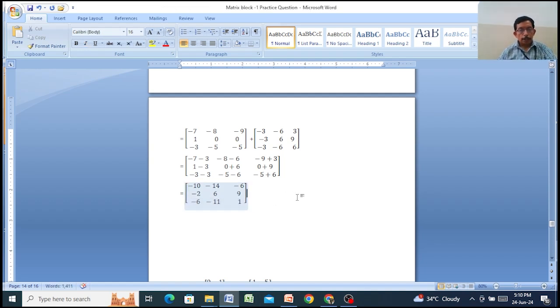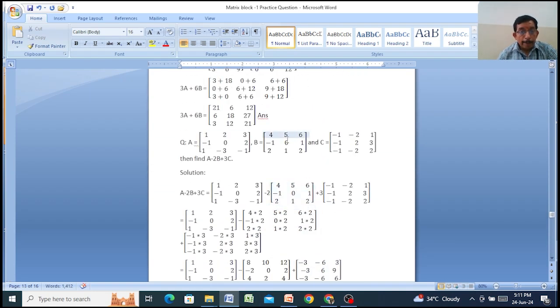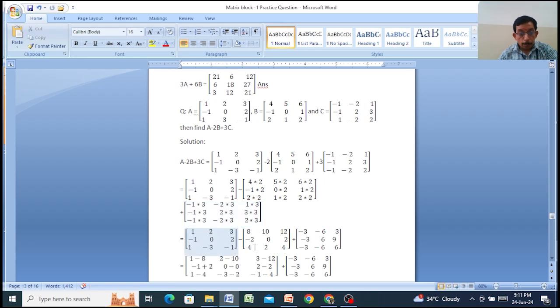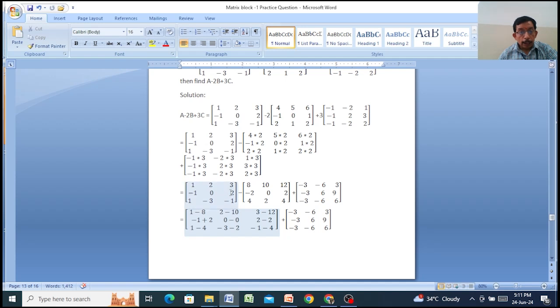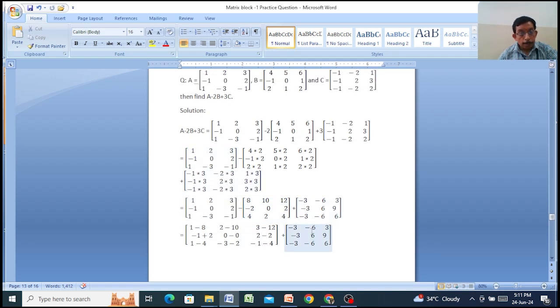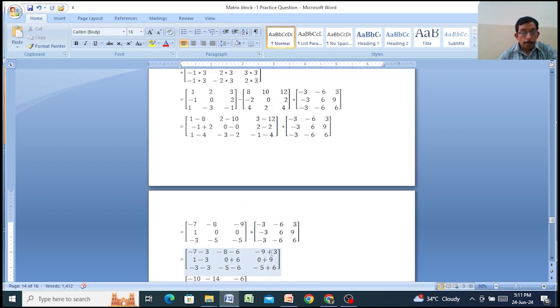Now this is the final matrix. This is the final answer. The students will see that there are three matrices A, B, C given. Then find the value of A minus 2B plus 3C. First we multiply matrices B and C by the scalar quantities 2 and 3. After that we subtract matrices A and 2B by the subtraction method. Then finally we add the result of A minus 2B to 3C. Then the final result is this. Clear everyone? Okay.